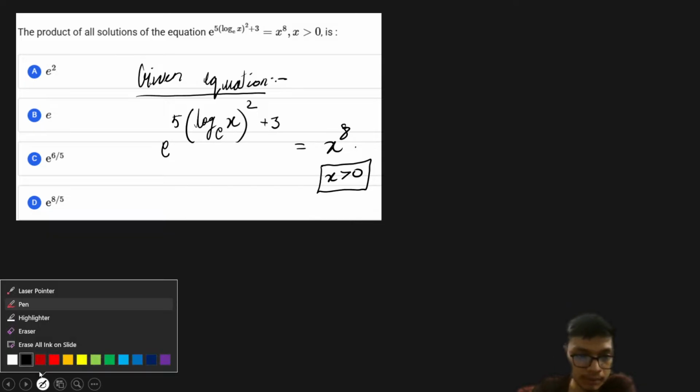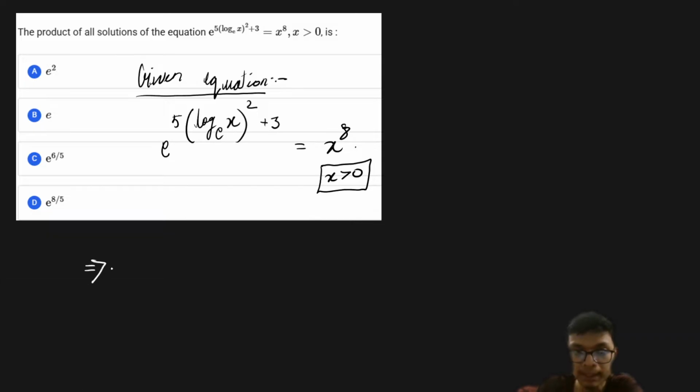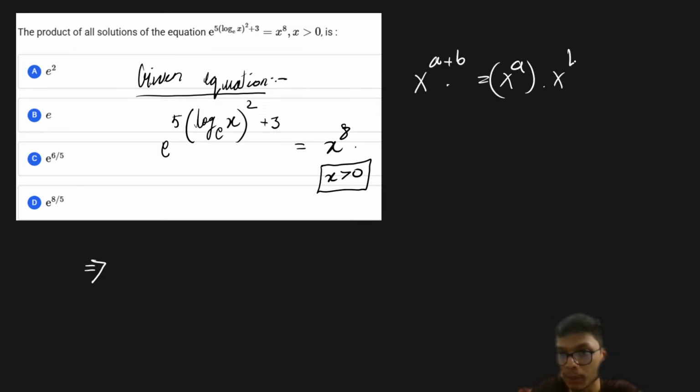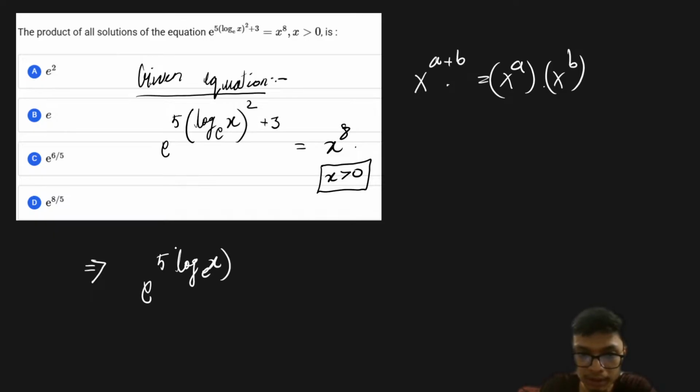Now let us try to simplify this particular equation. I can simply apply some of the important properties, that is, x to the power a plus b is given as x to the power a multiplied with x to the power b, right? So let us use the properties of the exponential functions. From here I can write this expression as e to the power 5 times (log x base e) whole squared, multiplied with e to the power 3, is equal to x to the power 8, right?